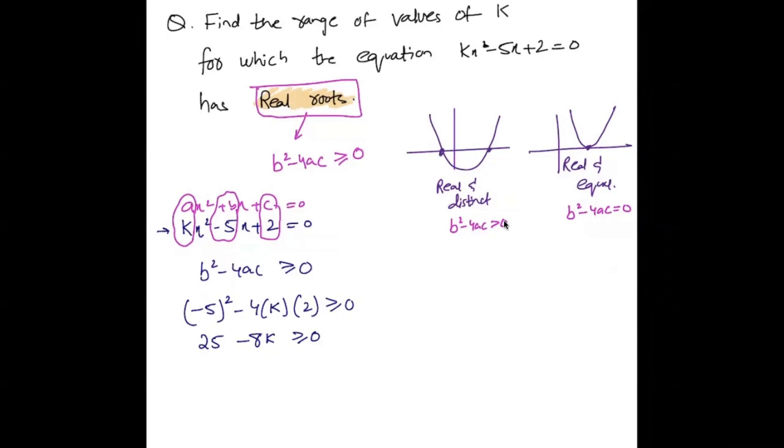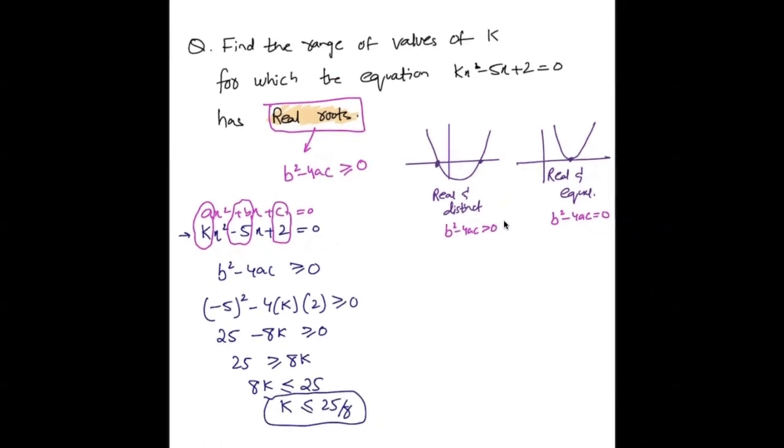Come on, quickly. 25 greater than or equal to 8k, which means 8k is less than or equal to 25, and k is less than or equal to 25 by 8. Are we all getting the same result? Let me know. Yes, sir. The answer is 3.12, but we prefer leaving it in fractions, okay? k less than or equal to 25 by 8.